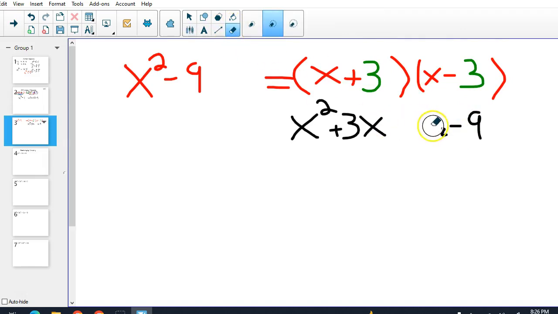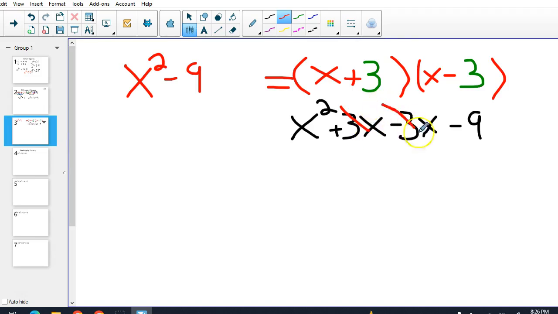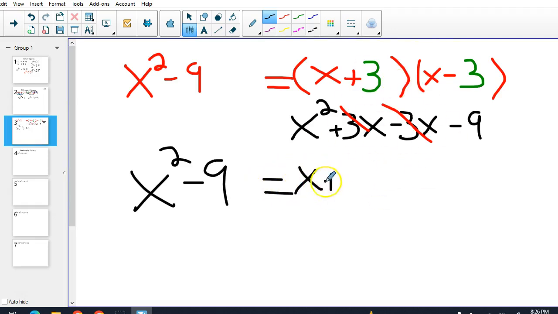Let me erase that real quick. And our last term would be our x times negative 3, which would give us negative 3x. Our two terms in the middle would cancel out. This is where that difference of squares comes from, because this would just be equal to x squared minus 9, which is where we started. Just wanted to show you that's why it comes out to this. But it's always just going to be the square root of the two terms, a plus and a minus.